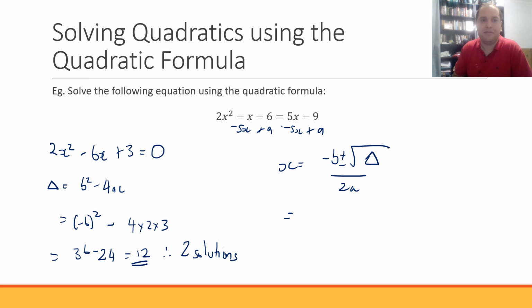we'll end up with negative b. So negative of negative 6 is just positive 6, plus or minus the square root of 12, which was our discriminant, divided by 2 times 2, which is 4. And there's our solution. Remember here, students, we've got 2 solutions: 6 plus square root 12 over 4, and 6 minus square root 12 over 4. Those are our 2 solutions that we knew we needed for this problem, all done using the quadratic formula.